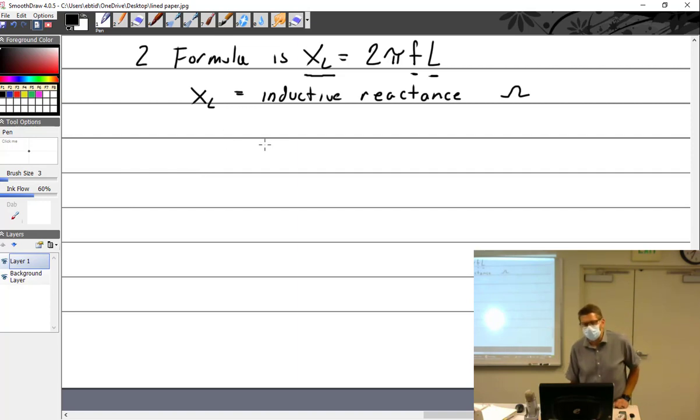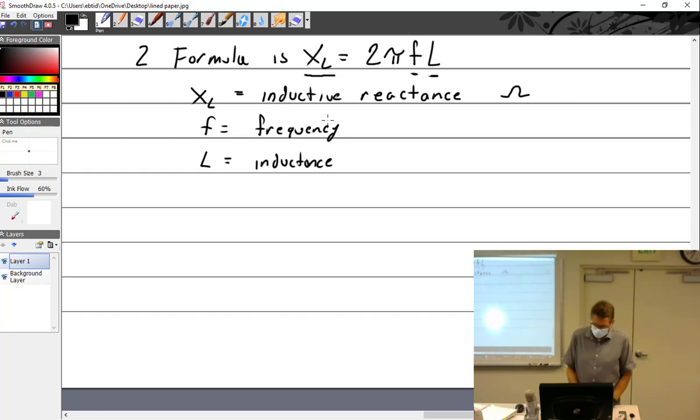So I would say X of L is 5 ohms or something like that. F equals the frequency, which we already talked about. Well, you know what pi is, you know what 2 is. So 2 represents 1 more than 1. Pi is 3.14. F is frequency, and L is inductance, how much the inductance is.